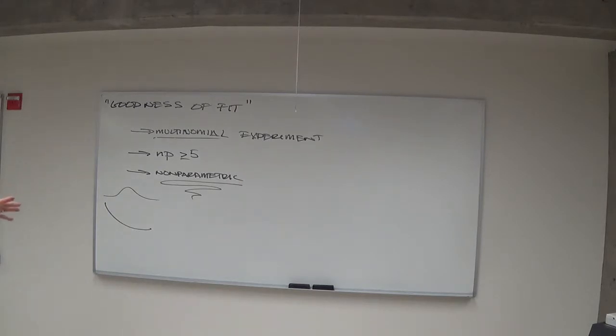ANOVA is another parametric test. You got to make sure the data's bell-shaped with the same variances and all kinds of conditions. So, more about that later.